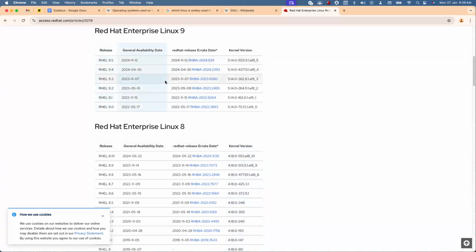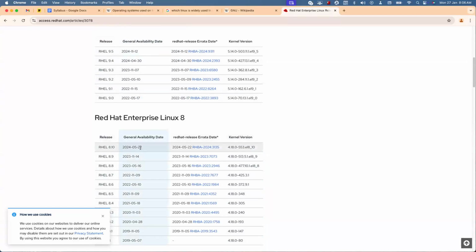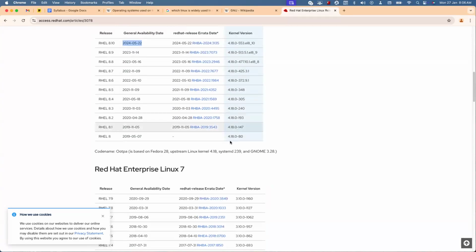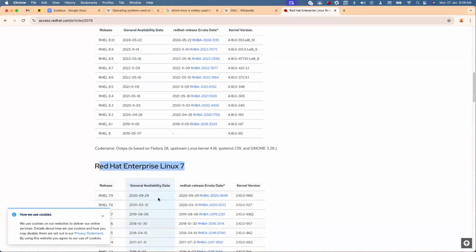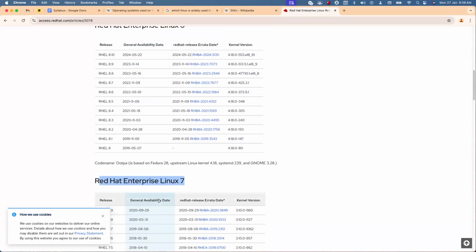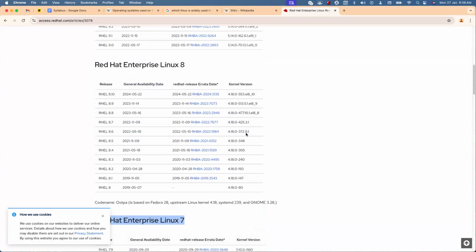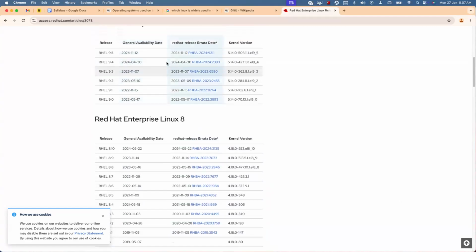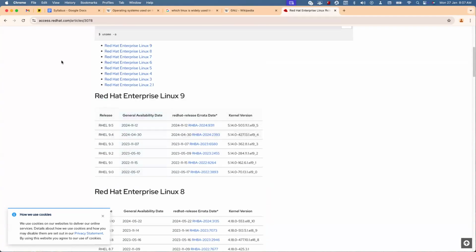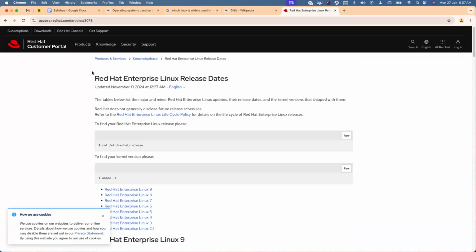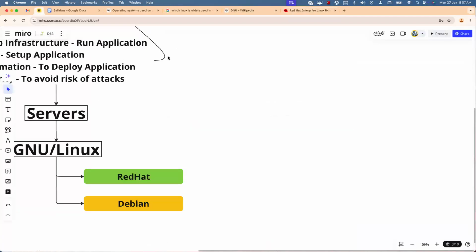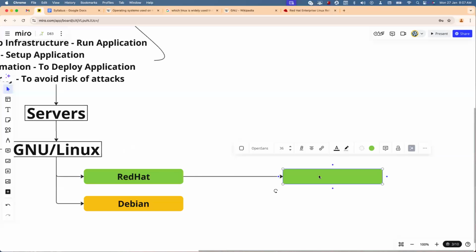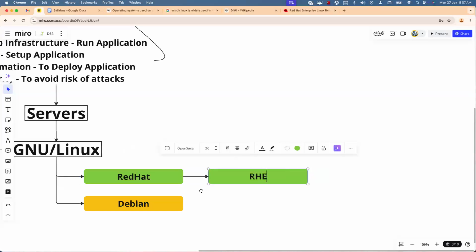Out of that, 9 is the latest one. It came in a few years ago, and Red Hat 8 will eventually reach end of life. They define lifetimes, but otherwise these are all end of life. Red Hat 7 and earlier are not supported anymore. Red Hat 9 is the latest stable version; Red Hat 10 is also released but is in beta. So we'll be learning the RHEL 9 version in our training.